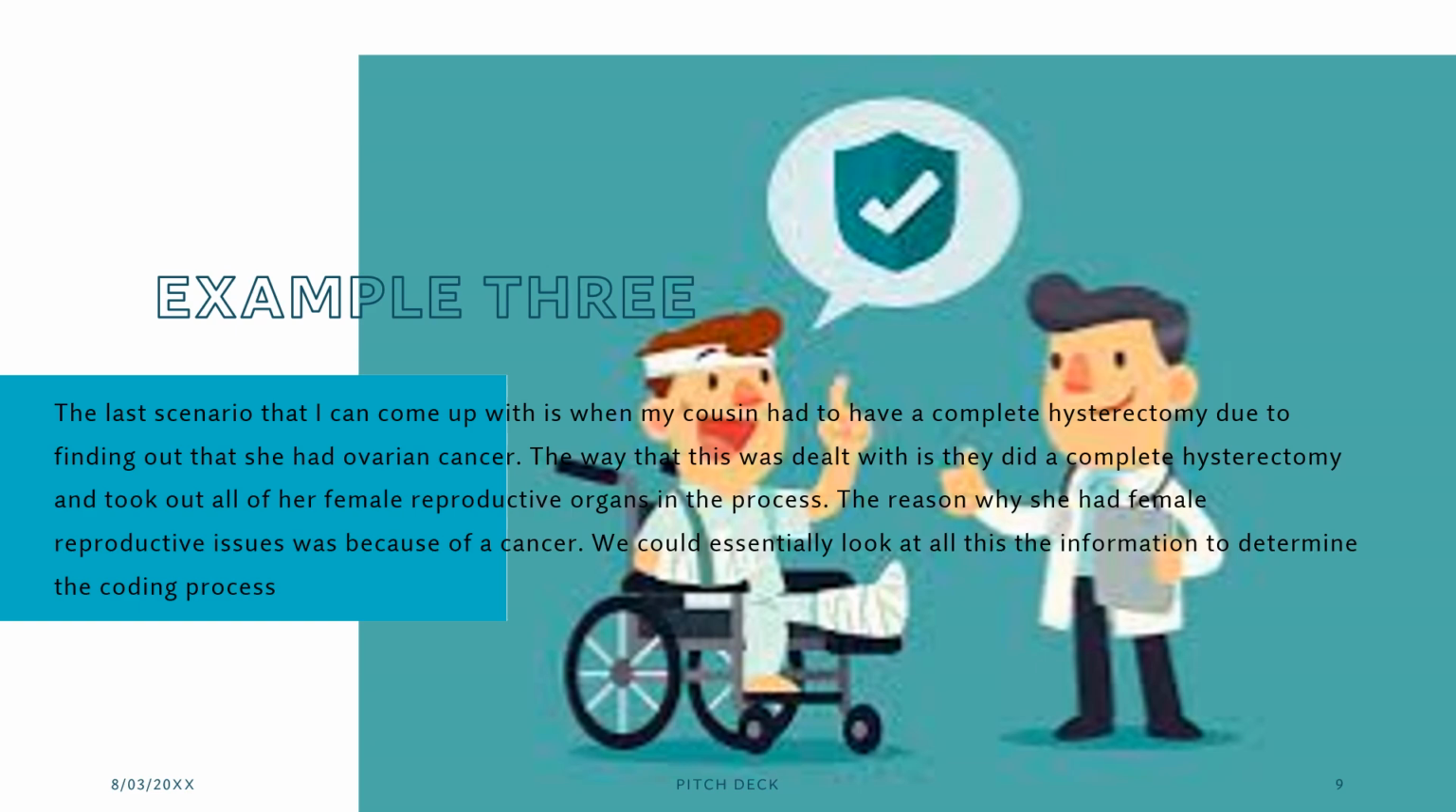The last scenario that I came up with is when my cousin had to have a complete hysterectomy after finding out that she had ovarian cancer. The way this was dealt with is that they did a complete hysterectomy and took out all of her female reproductive organs. The reason for the procedure was cancer. We could look at all of this information to determine the coding process.